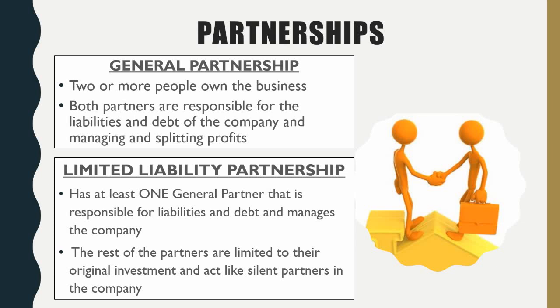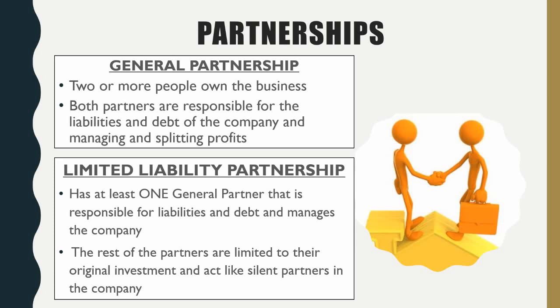The other one is called a limited liability partnership. This is where you're going to have at least one general partner and the other one's going to be silent. We've seen this more commonly: often you will see a limited liability partnership, right? LLPs. And usually the silent partner is going to be the investor. That's what a typical LLP would entail.